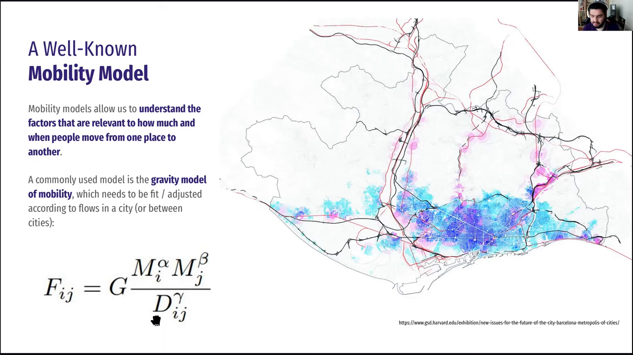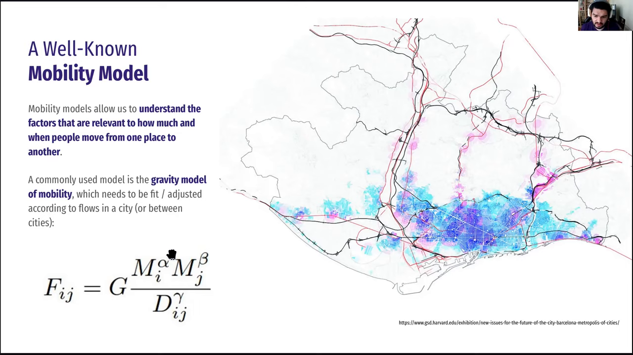Actually, it's a very simple model. And you need data to find what is the value of the gravity constant, what is the value of the different exponents of the mass and the distance factors. There are other models that do not require data, that do not require parameters. They are called parameter-free. But in practice, the gravity model is the most used and also what works best for scenarios within the city. The other models are better when you want to understand mobility between cities, not within the city.